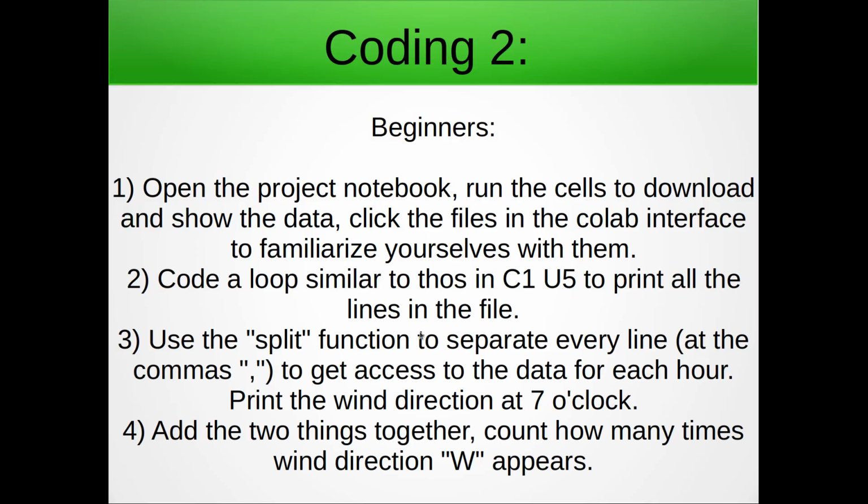Okay. Then, once you have all the lines in the file printed, use the split function to separate each of the lines at the commas and get access to the data for each hour, to the wind direction in this case for each hour. Do, for example, an example and print all the wind direction data from 7 o'clock in the morning. Add the two things together and count, for example, how many times wind direction W for west appears at 7 o'clock and at any moment during the day.